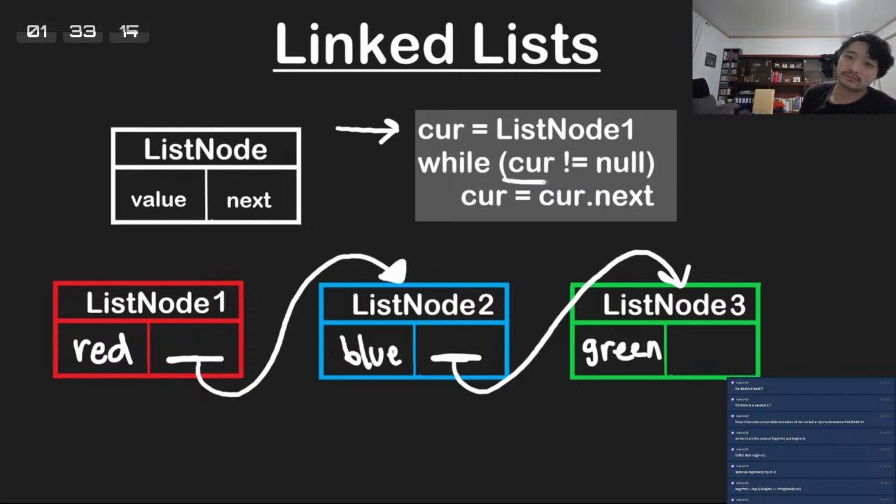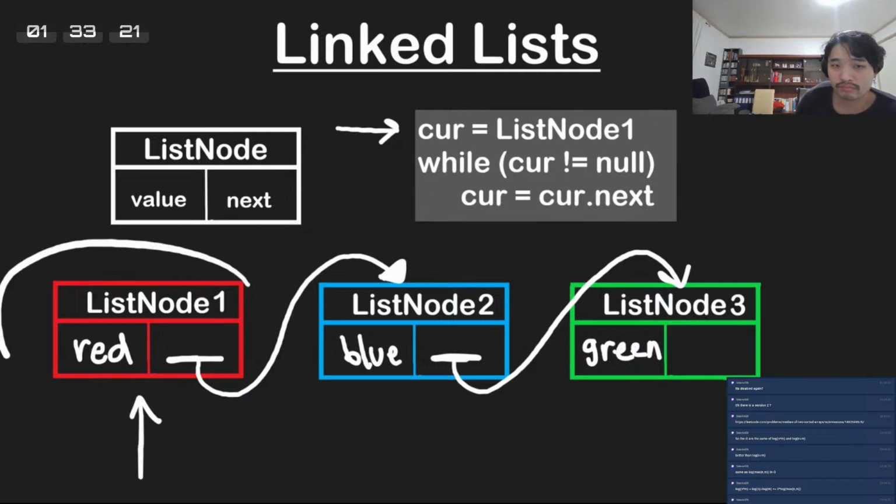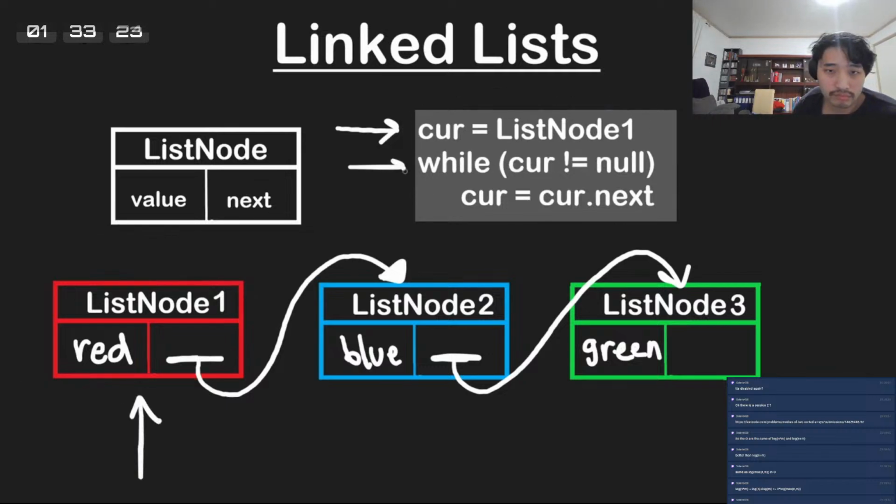And we keep looping as long as our pointer current is not pointing at null. What that means is we have a valid linked list node. So let's walk through this code really quickly. Suppose this is our current pointer, it's pointing at the red node. That's how it's initialized. Then we go to the while loop statement. Right now it's not pointing at null, so we're going to enter the while loop.